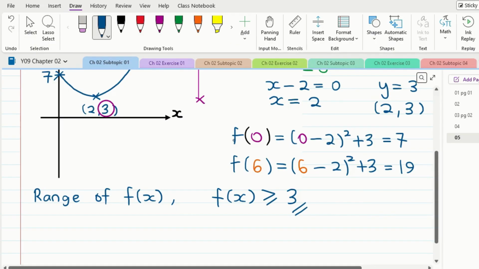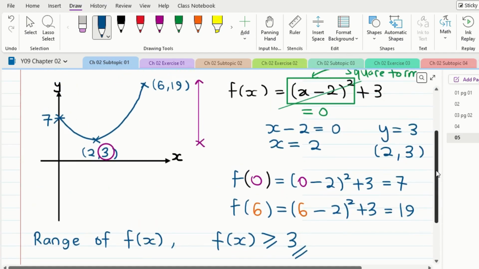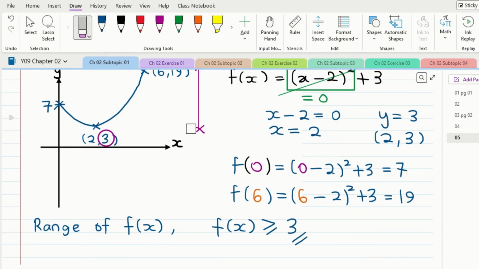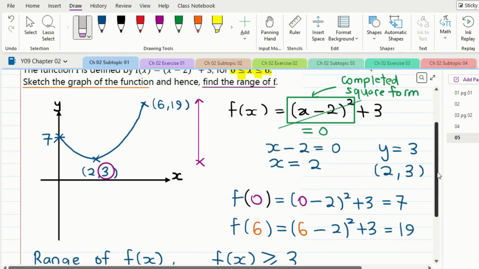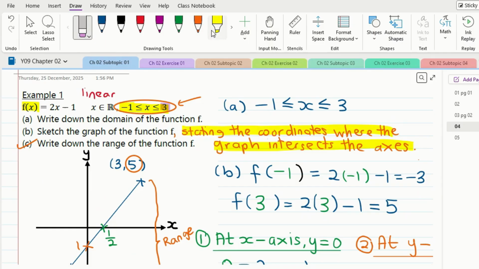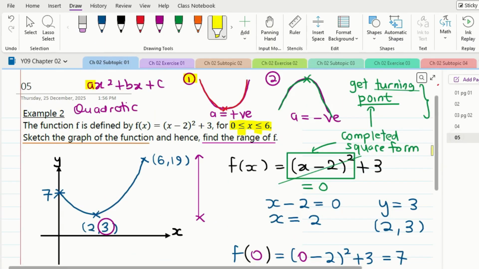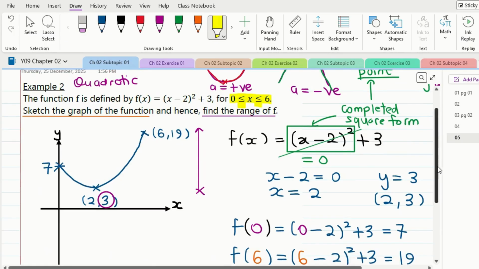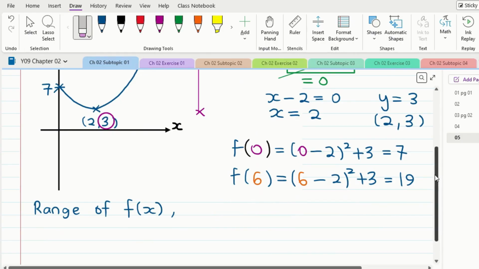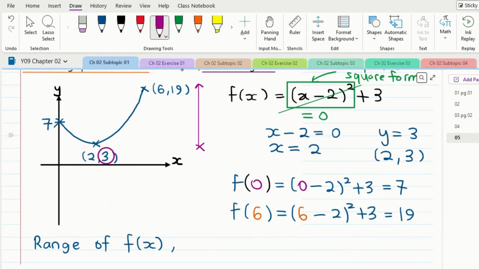Alright, so here, sorry, but this one is a bit of a mistake. This is when your domain is, remember, x is a real number in this part, right? But here, because your domain is limited to 6, instead of just 3, it is going up to only 19. Okay, this is your range, right?